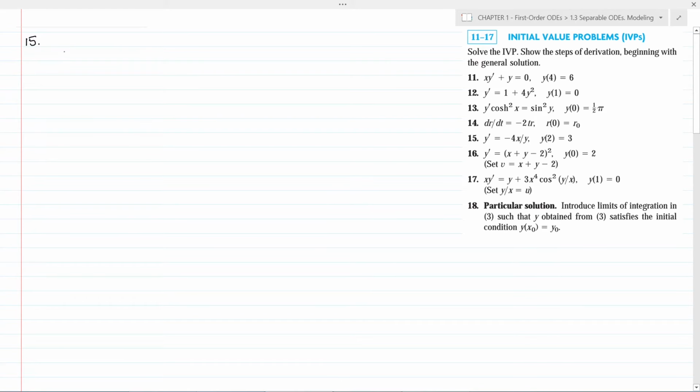Problem 15. y dash is equal to minus 4x by y, and the initial value condition given is y of 2 is equal to 3. We proceed the same way. We take all the y terms to the left hand side and x terms to the right hand side.